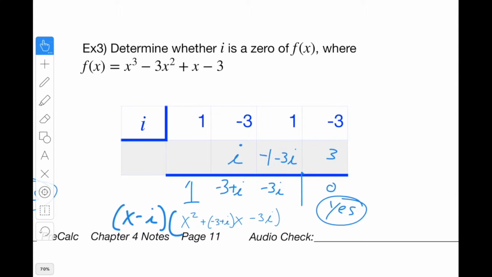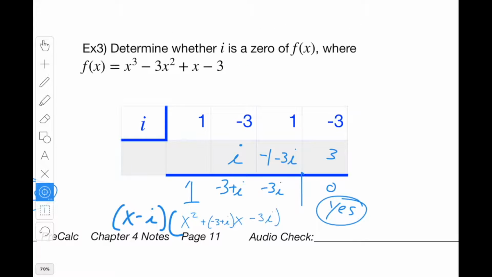Determine whether the imaginary number i is a 0 of f of x. Sometimes we dip into imaginary numbers and sometimes we don't, but here in this problem it's very similar. Here's f of x, 1x cubed minus 3x squared plus 1x minus 3. There are the coefficients, and we're going to see if i is a 0. If you plug in i into f, will you get out 0?